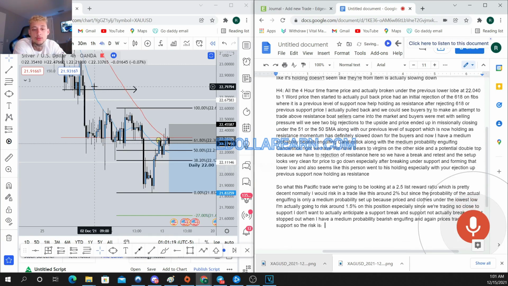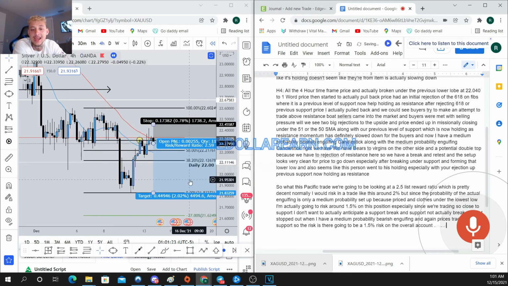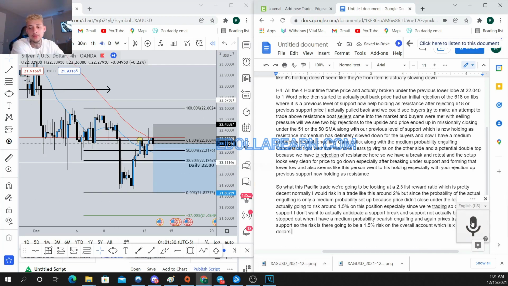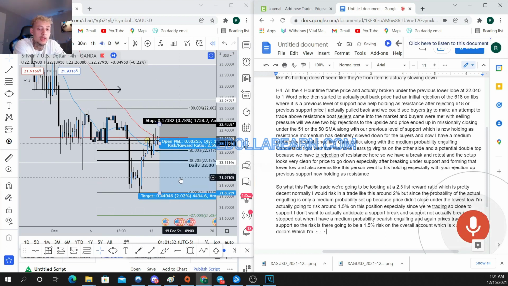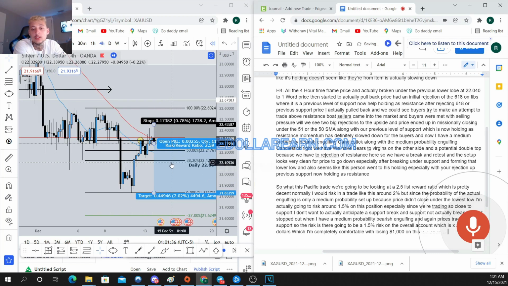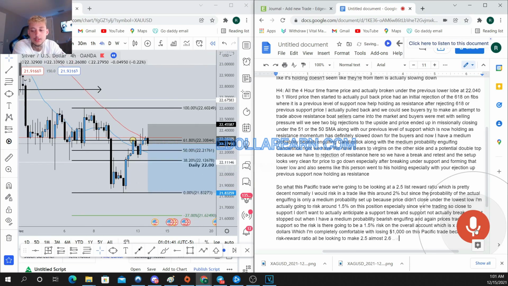So the risk is going to be a 1.5% risk on the overall account, which is X amount of dollars, and at that point you could just put whatever you're risking on that trade. I'm completely comfortable with losing $1,000 on this specific trade because, with the risk reward ratio, I'll be looking to make 2.5, almost 2.6K on this position.